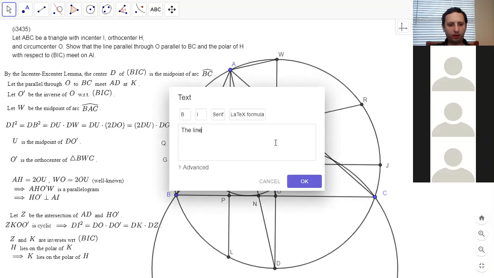So the line parallel through O to BC and the polar of H with respect to the circle meet on AI. All right, so we've finished that up. I'm going to move on to the next one.